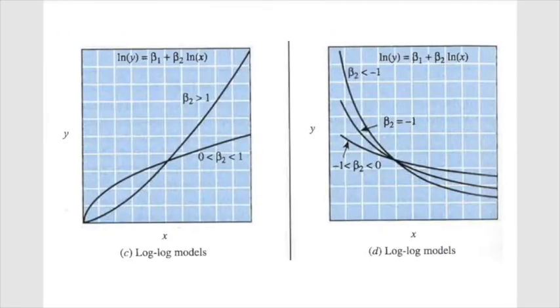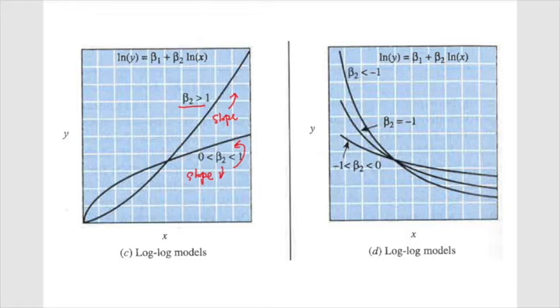This is the log over log model. Remember that in the journal subscription example, we used the log subscription over log price. So this is how the relationship between x and y looks like. When beta 2 is larger than 0, both functions are always increasing. When beta 2 is larger than 1, the slope is increasing. But when beta 2 is between 0 and 1, the slope is decreasing with x.